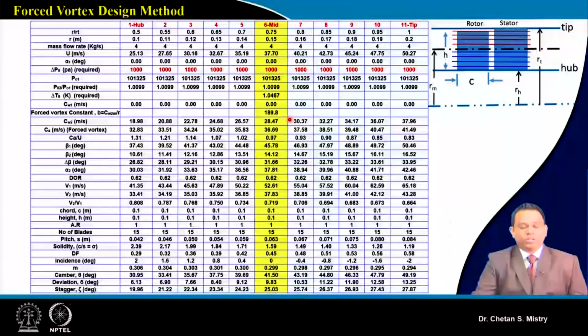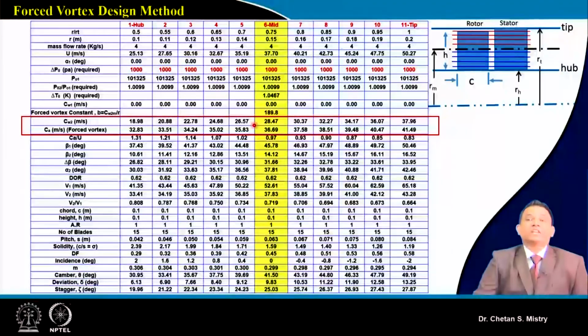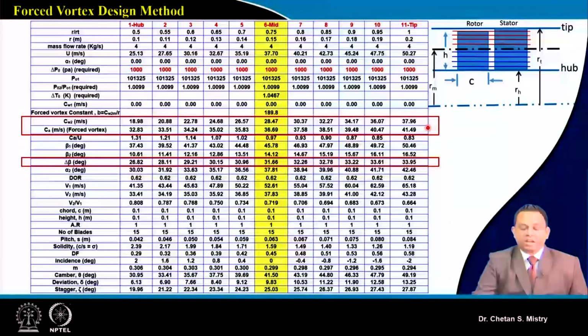Now if you put this in, it gives us the variation throughout my span for 11 different stations. If you look carefully, we have a gradual variation for my axial velocity along my radius. You can see it is 32.83, varying to 36.69 at the mid station and 41.49 near the tip region. In the same way, this delta beta is also varying in a systematic way.